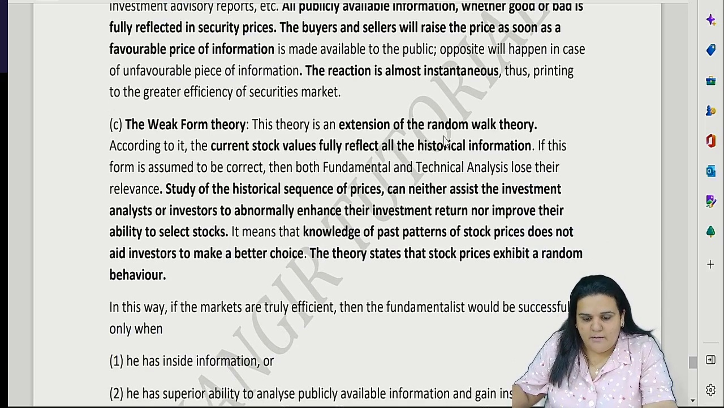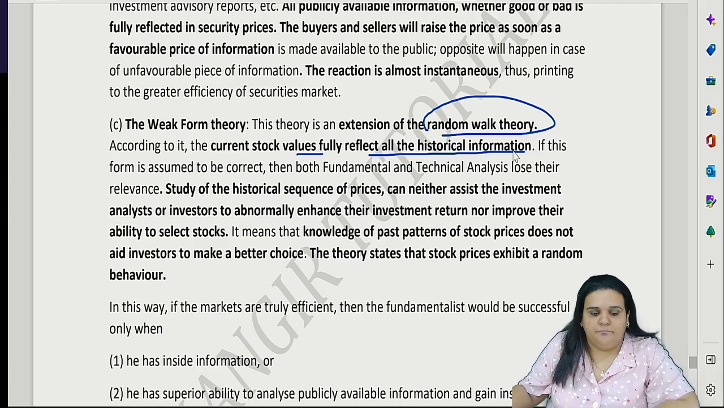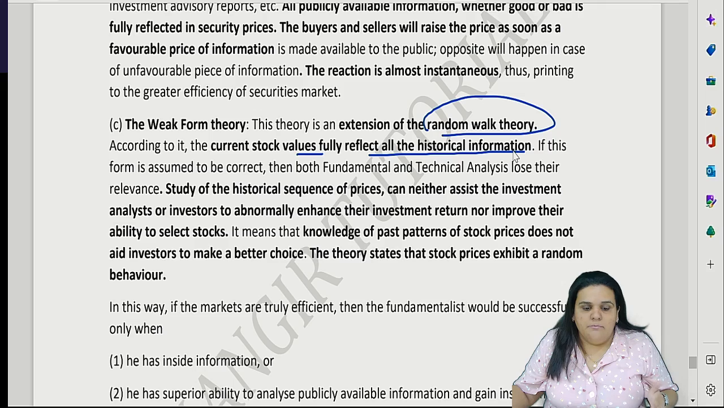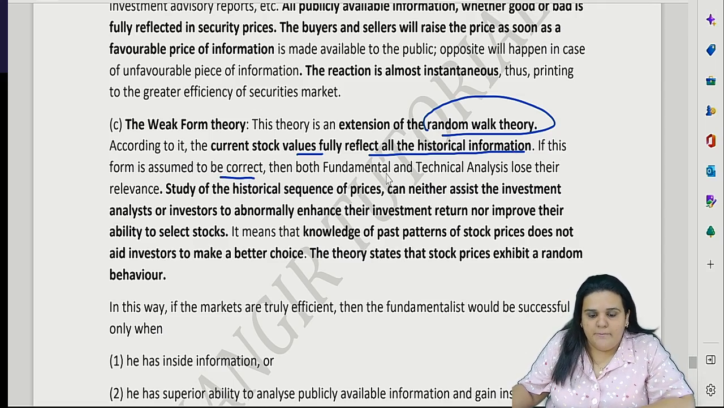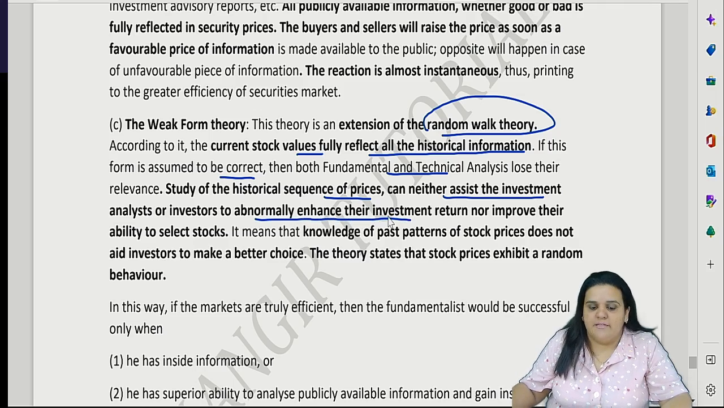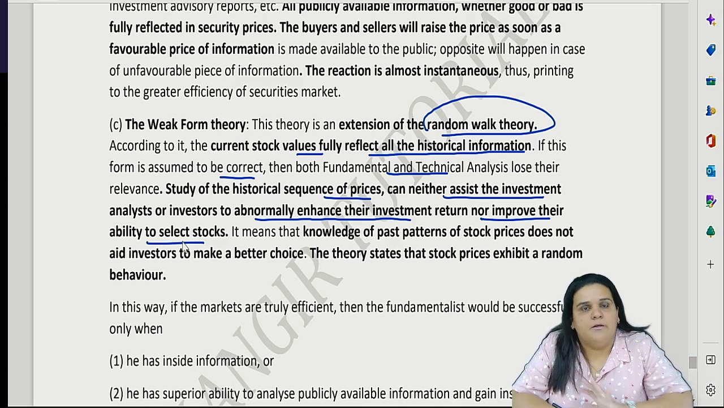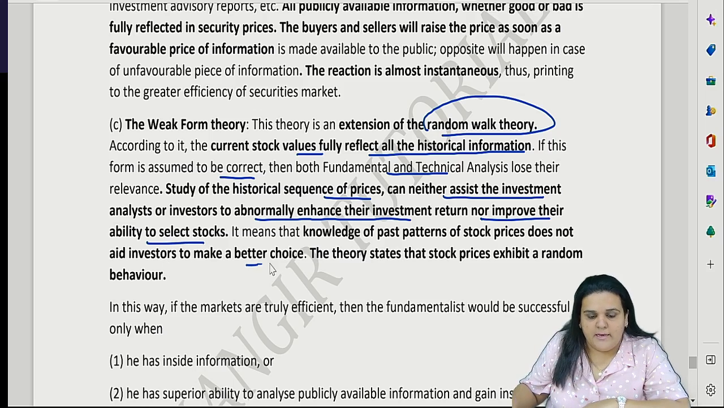This is the extension of the random walk theory. Okay, we will just read the random walk theory also. According to it, the current stock values fully reflect all the historical information, not the real time. So your stock value today is basically reflecting the past, historical information. And if this form is assumed to be correct, then both fundamental and technical analysis will lose their relevance. Study of the historical sequence of prices can neither assist the investment analyst or investors to abnormally enhance their investment return nor improve their ability to select the stock. If you just see the historical information, you will not be able to select the stock in the right manner. Knowledge of past patterns of the stock price does not aid the investor to make any better choice.